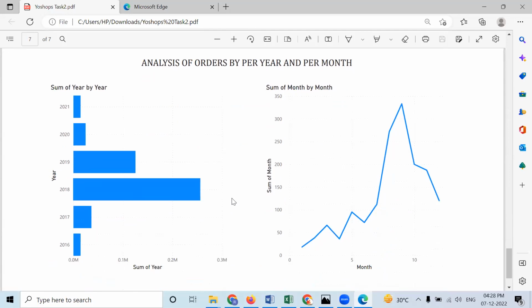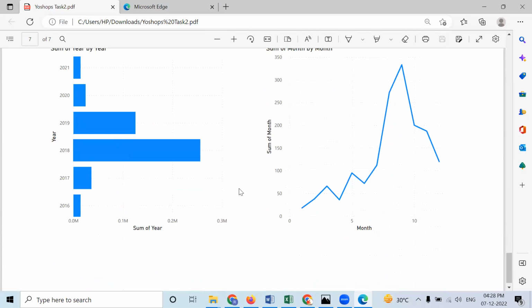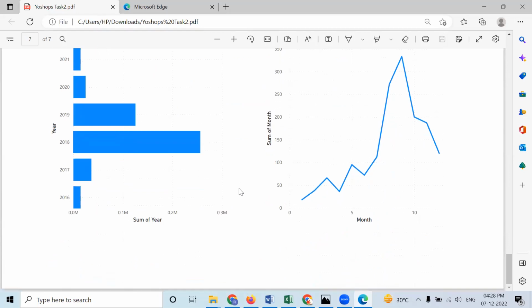Is there any filter in it so that you can check according to the year? Yes, ma'am. If we click on the year, this line chart goes according to the year.